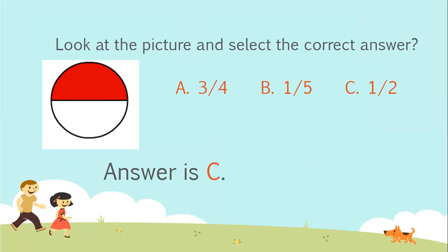Look at the picture and select the correct answer. So this is an example. This is a half. Half of the circle is shaded red, while the other half is not shaded. Is this 3/4? Is that how we write the fraction a half? Look at B, 1/5, or C, 1/2. Which of these shows the correct way to write the fraction half? If you selected C, then your answer is correct.